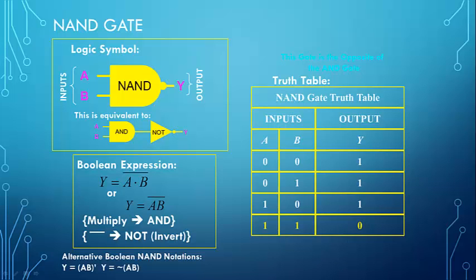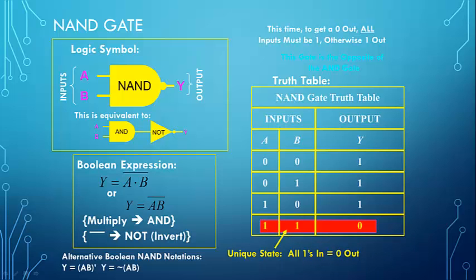So this gate is essentially the opposite of our AND gate. To get a 0 out, all inputs must be a 1. But if anything's a 0, we'll get a 1 out. And so our unique state, the state that gives us our unique output, is again the state where everything is a 1, but our unique state is everything is a 1 implies a 0 output.